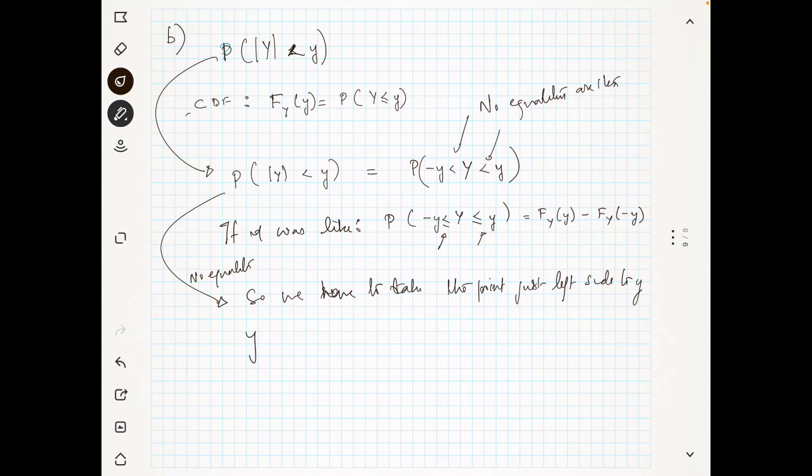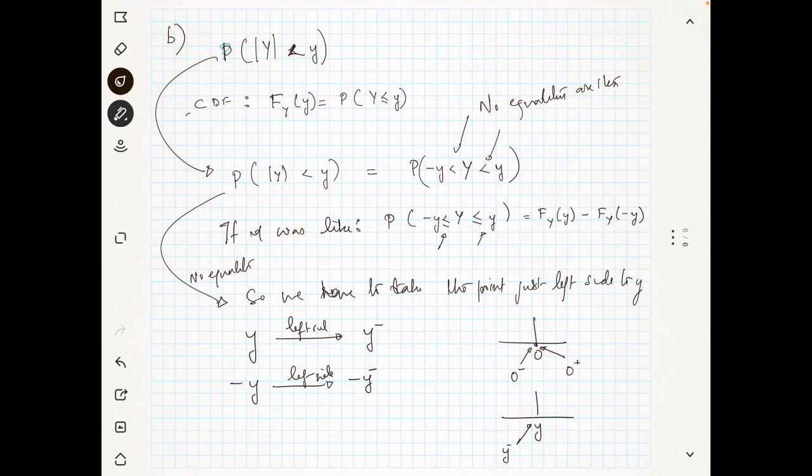So if you take the point y, the left side is nothing but y minus. If you take the point minus y, the left side is minus y minus. You know this notion. 0 minus means just the immediate neighbor of 0 on the left side of 0, and 0 plus is the right side of 0. So y minus means just the left side of y, that's it. Now that's what we want.